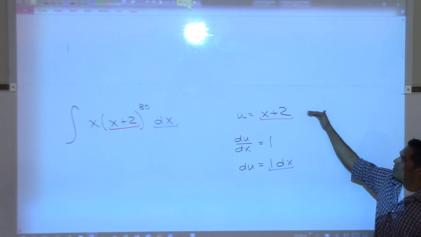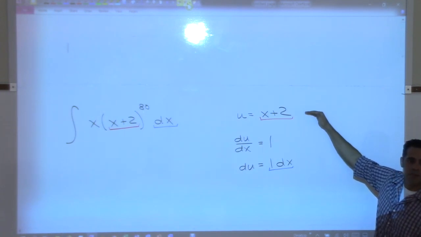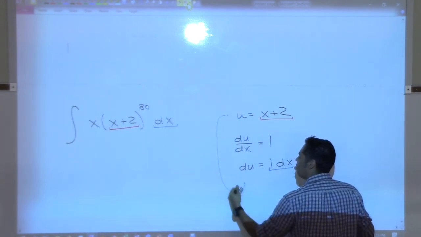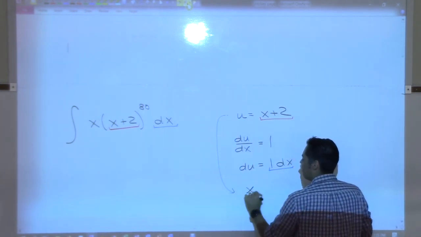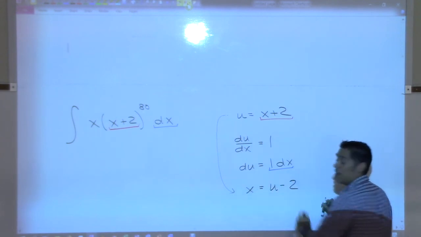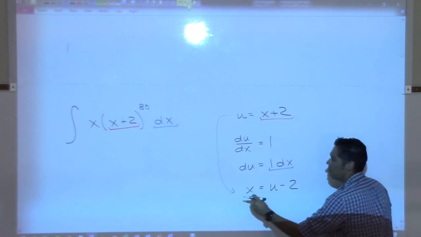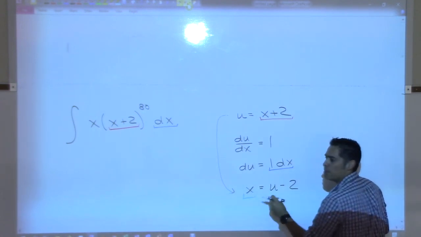Oh, I see. Look at this right here. Could you solve that for x? Yeah, you could take this and solve it for x. What would x be if you solved that for x? u minus 2. So you can replace x with u minus 2. Let's do it. So everywhere we see x, it's going to be replaced with u minus 2.